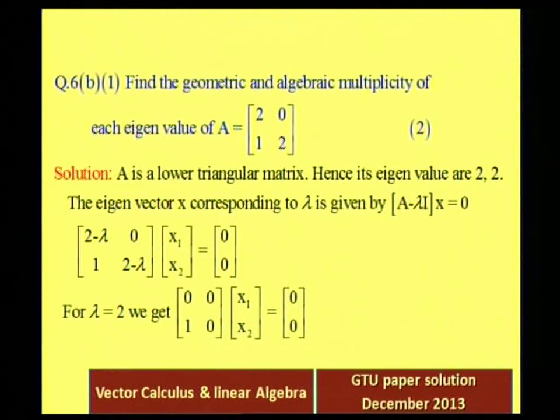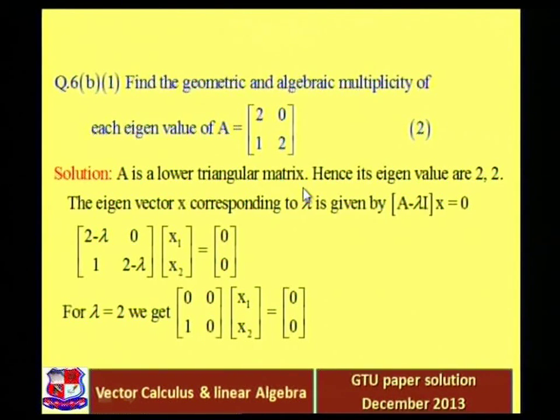So let's see question number 6. Here is question number 6b, first part. Find the geometric and algebraic multiplicity of each eigenvalue of A, where A is equal to [2, 0; 1, 2]. Now you can see A is a lower triangular matrix.